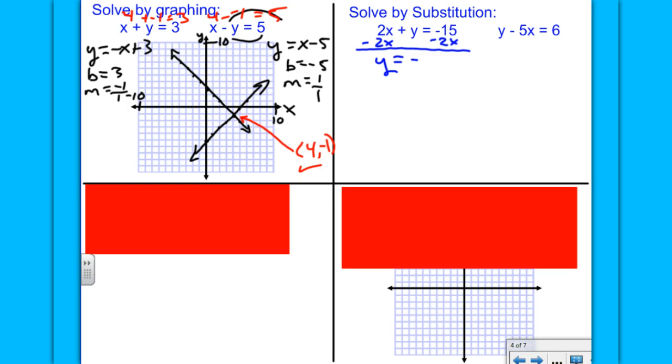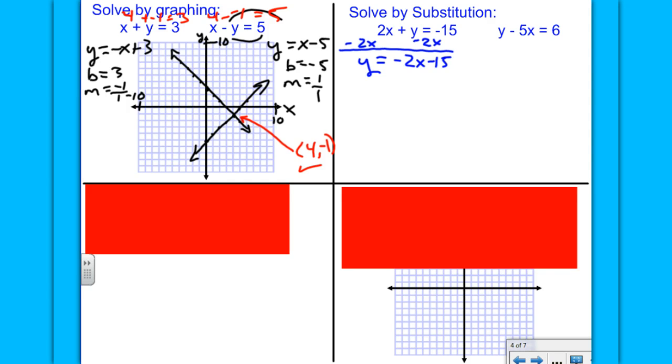So we have, he wants to say negative 2x minus 15. He said slope intercept form. Does it have to be in slope intercept form? No. Okay. So now what are we going to do with this information, Casey? Let's scoot this over. We know that y equals negative 2x minus 15. So now what?